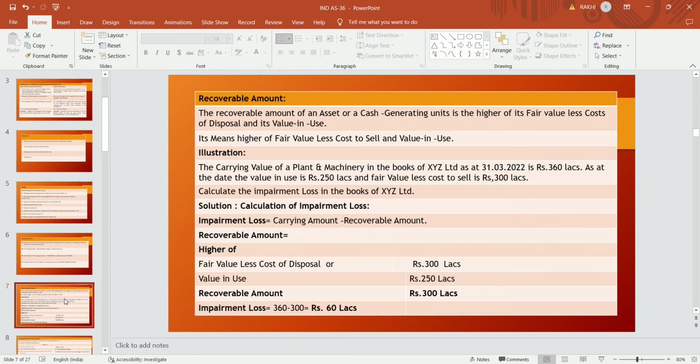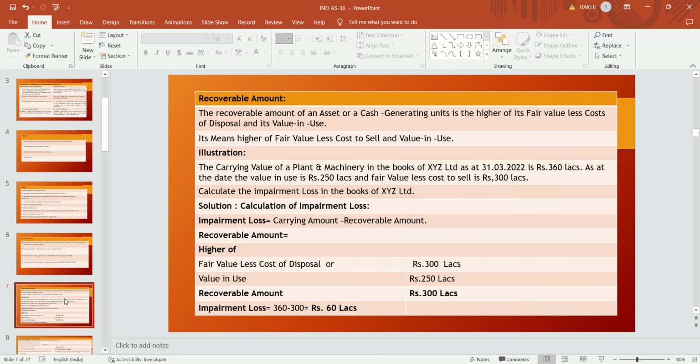This is to be explained by an example. Suppose the carrying value of the plant and machinery in the books of XYZ Limited as on 31st March 2022 is 360 lakhs. As at the same date, 31st March 2022, the value in use is 250 lakhs and the fair value less cost to sell is 300 lakhs. So what is the impairment loss? Firstly, we will determine the higher of the two. Here fair value less cost to sell is 300 lakhs and value in use is 250 lakhs. So what is the recoverable amount?